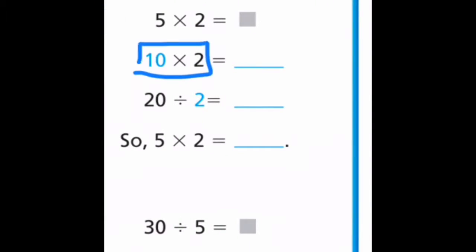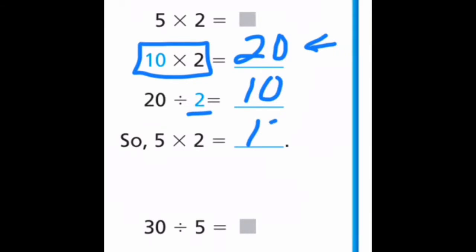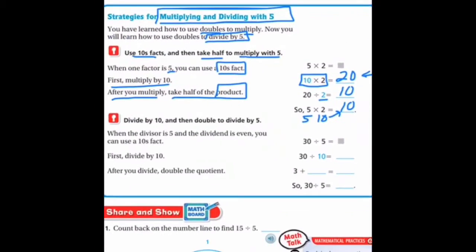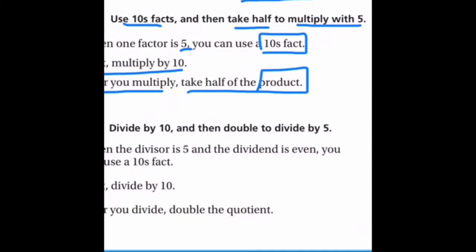10 times 2 we can do. 10 times 2 equals 20. And then we're going to take half that or divide it by 2. 20 divided by 2, or half of 20 is 10. So 5 times 2 is 10. Okay, now that's pretty basic because you could even just skip count by 5s twice and go 5, 10, and then you have your answer. Okay, so the multiplying one sometimes is easy. Dividing by 10, you then double to divide by 5.